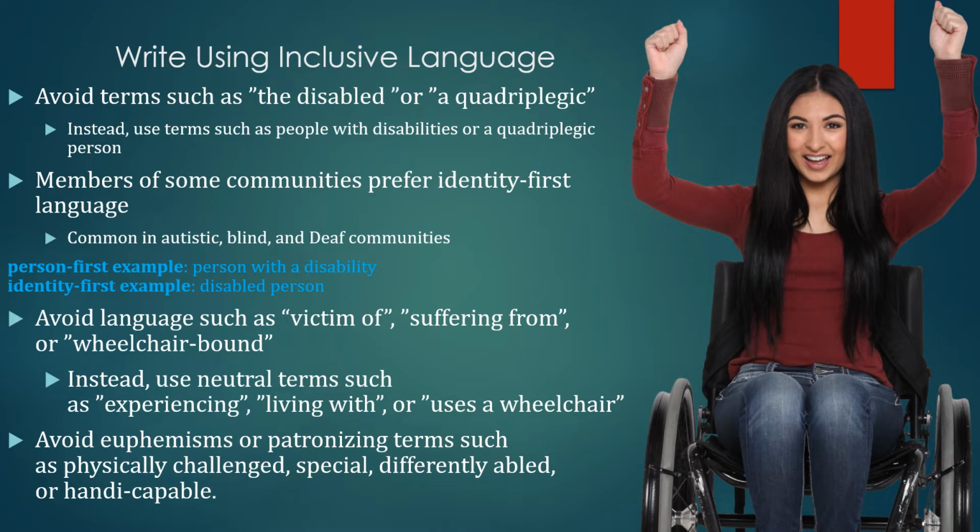Avoid terms such as the disabled or a quadriplegic. Instead, use terms such as people with disabilities or a quadriplegic person. However, some members of some communities prefer the identity first language. This is common in autistic, blind, and deaf communities. So a person first example would be a person with a disability. An identity first example would be a disabled person.